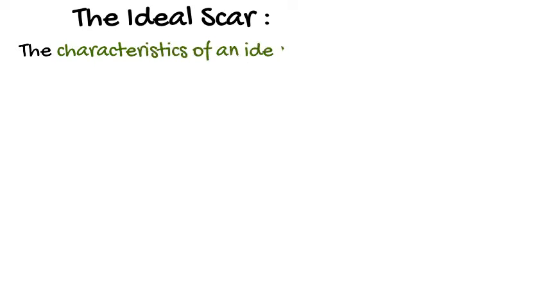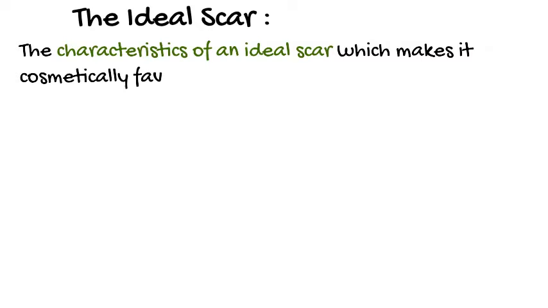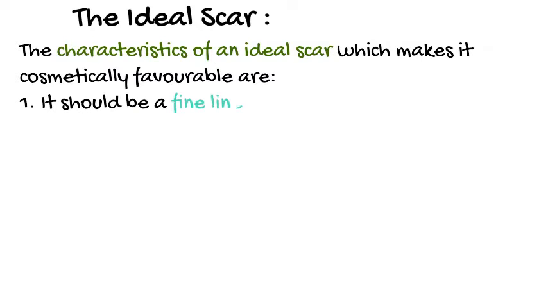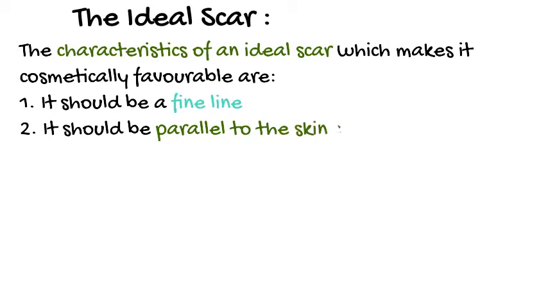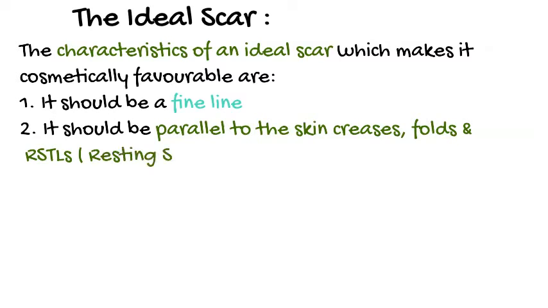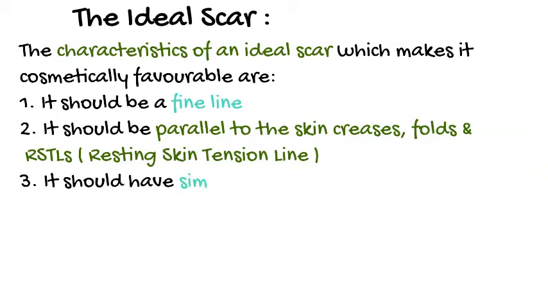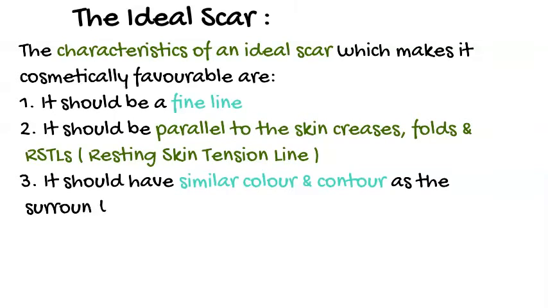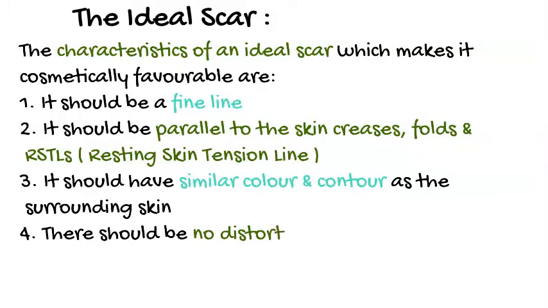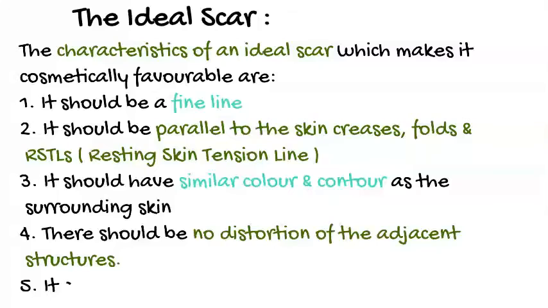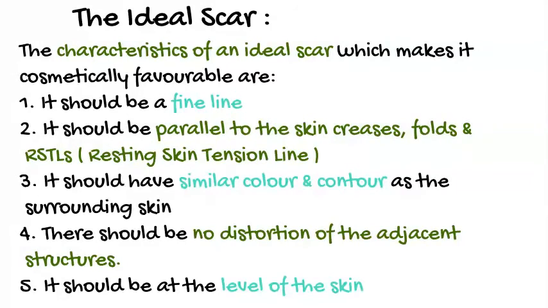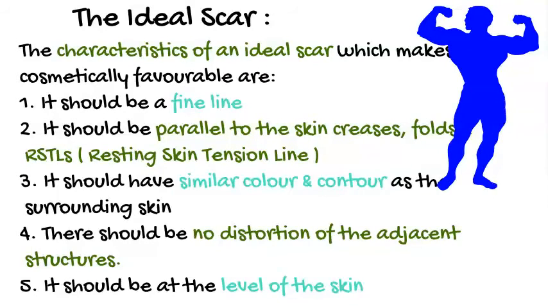The ideal scar. What do we mean by that? The characteristics of an ideal scar which make it cosmetically favorable are: 1. It should be a fine line. 2. It should be parallel to the skin creases, folds, and RSTL, resting skin tension lines. Number 3. It should have a similar color and contour as the surrounding skin. Number 4. There should be no distortion of the adjacent structures. Number 5. It should be at the level of the skin.